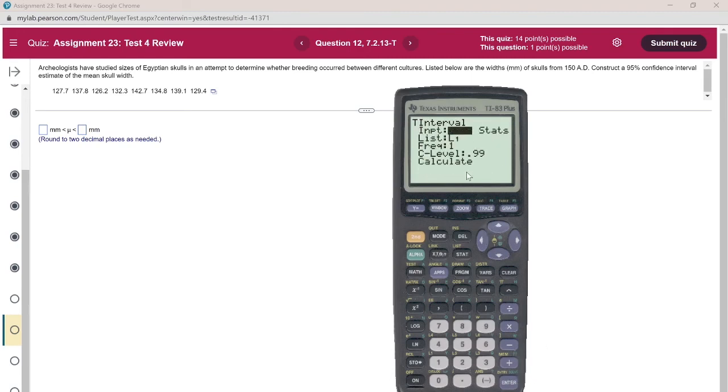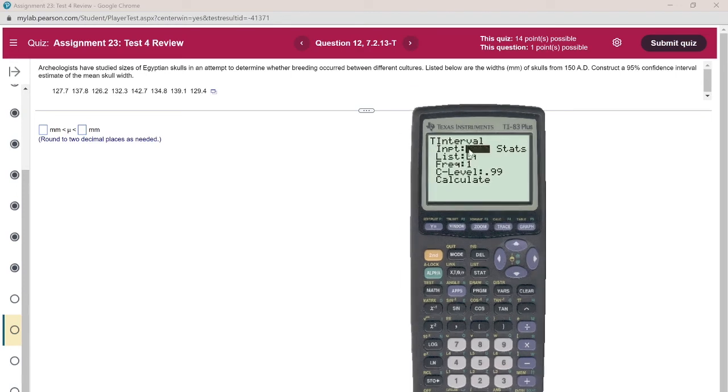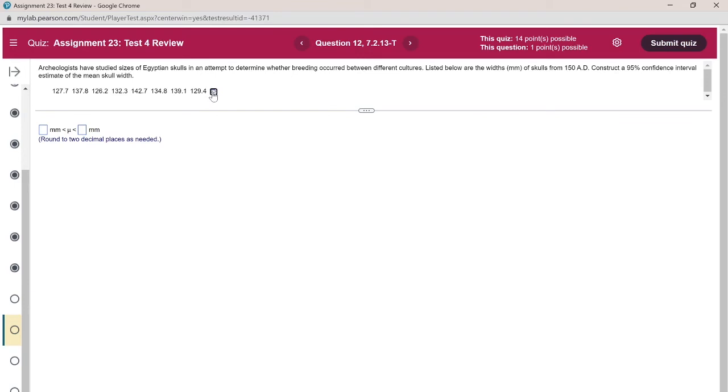Okay, so for the data, we can store our data, and then we can say, hey, find out the confidence interval for this data. For the data, we go to Stat, Edit, and then we can store our data here, L1. As you can see, the archaeologists have studied sizes of Egyptian skulls in an attempt to determine whether breeding occurred between different cultures. Listed below are widths in millimeters of skulls from 150 AD. Construct a 95% confidence interval estimate of the mean skull width.